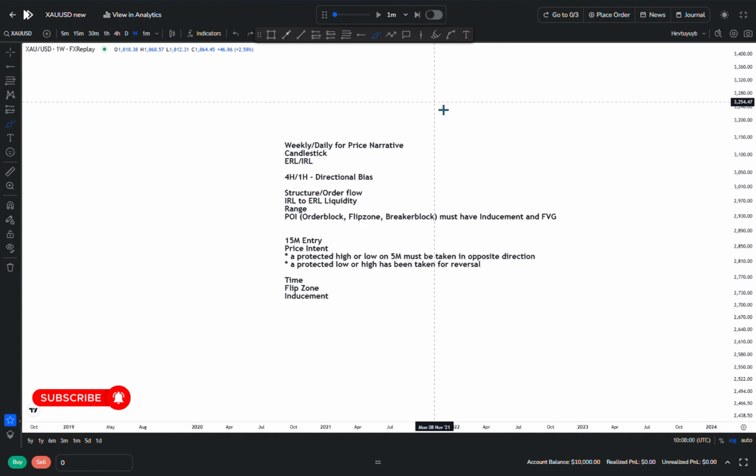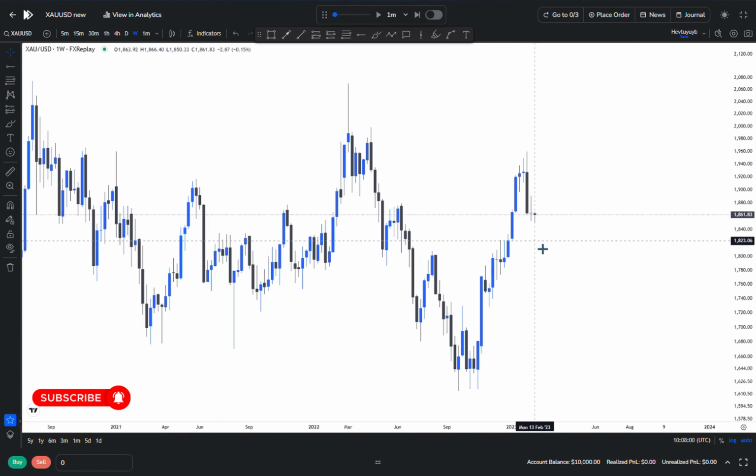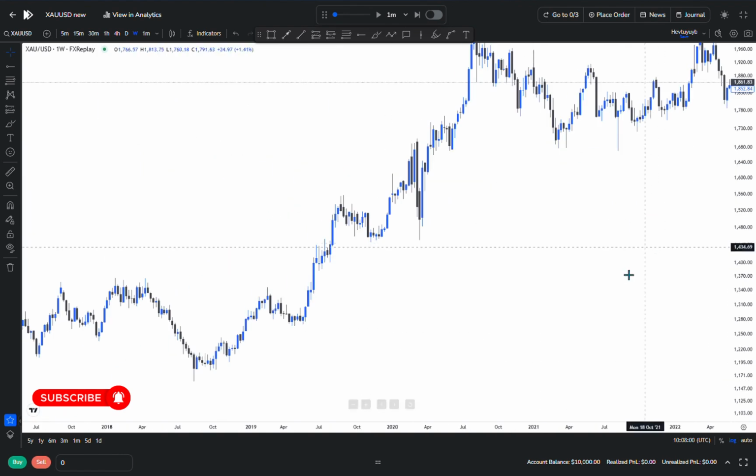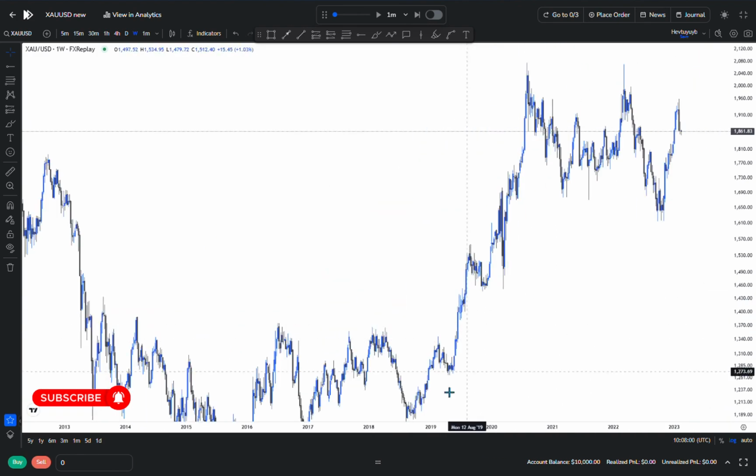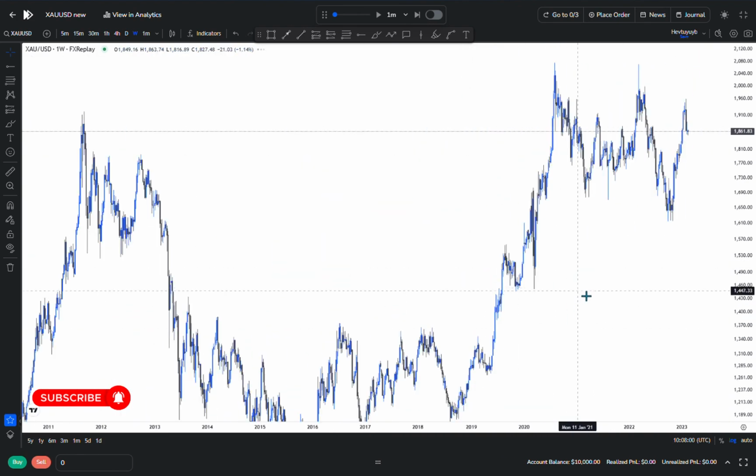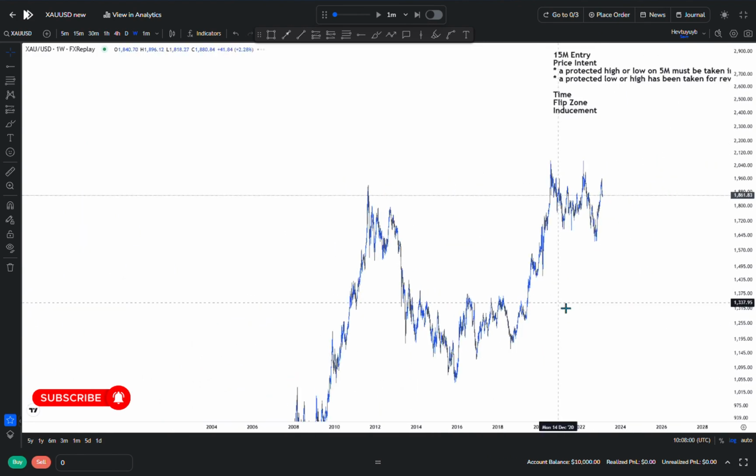So I will show you how I analyze the chart on gold. This is a random date. The date here is 13th of February 2023. Looking at weekly, we look at this side. Let's just look at what happened here. Okay, let's zoom out very well and see.